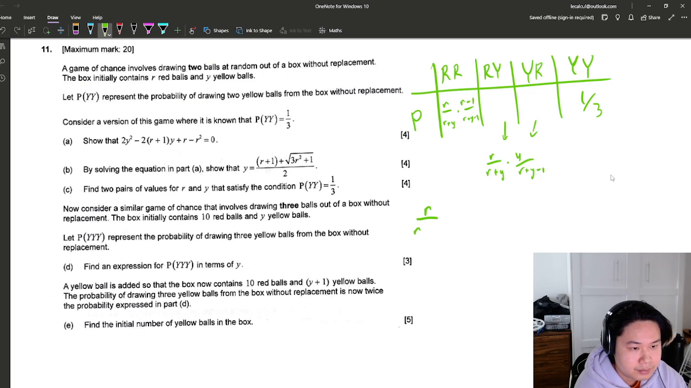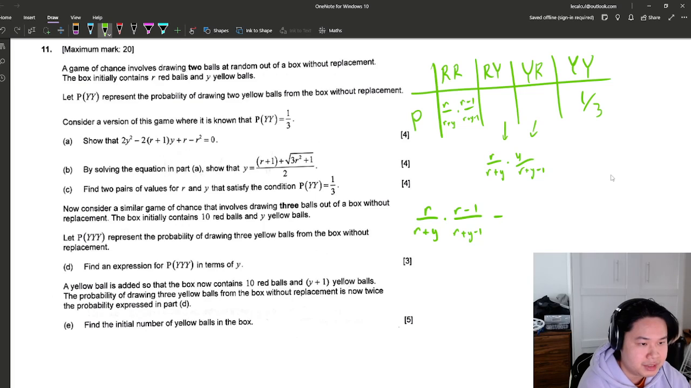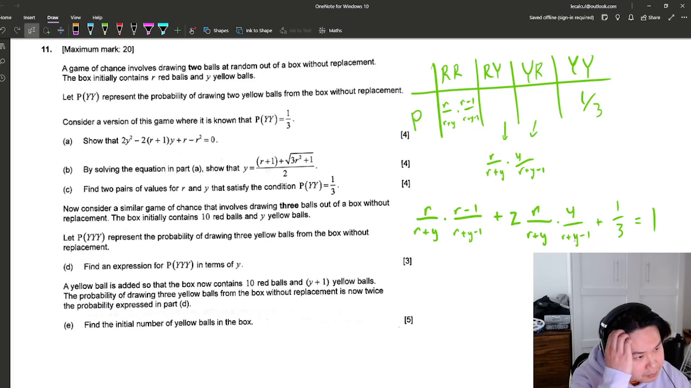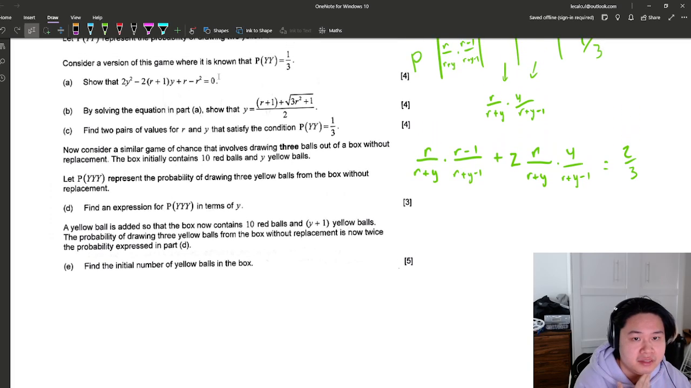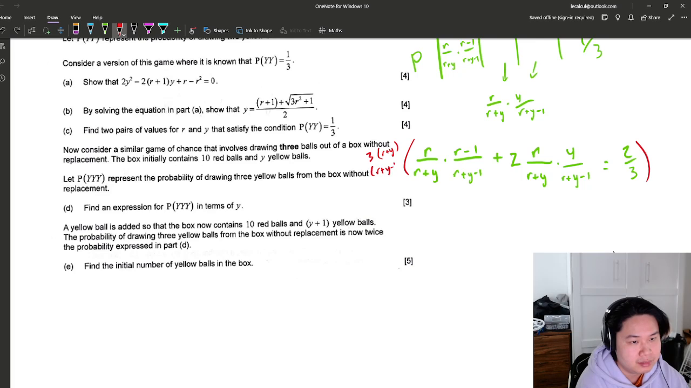Oh my god, okay. I hate these algebra manipulation questions. So I'm adding these two together, but they're both the same, so I'm just going to write 2 r y over the denominator, plus 1/3. So this needs to equal 1, right? Okay, I'm going to subtract the 1/3. So this is 2/3. And then I need to not have any denominators, so I'm going to multiply this whole expression by a lot. So multiply it by 3 times (r plus y) and (r plus y minus 1).